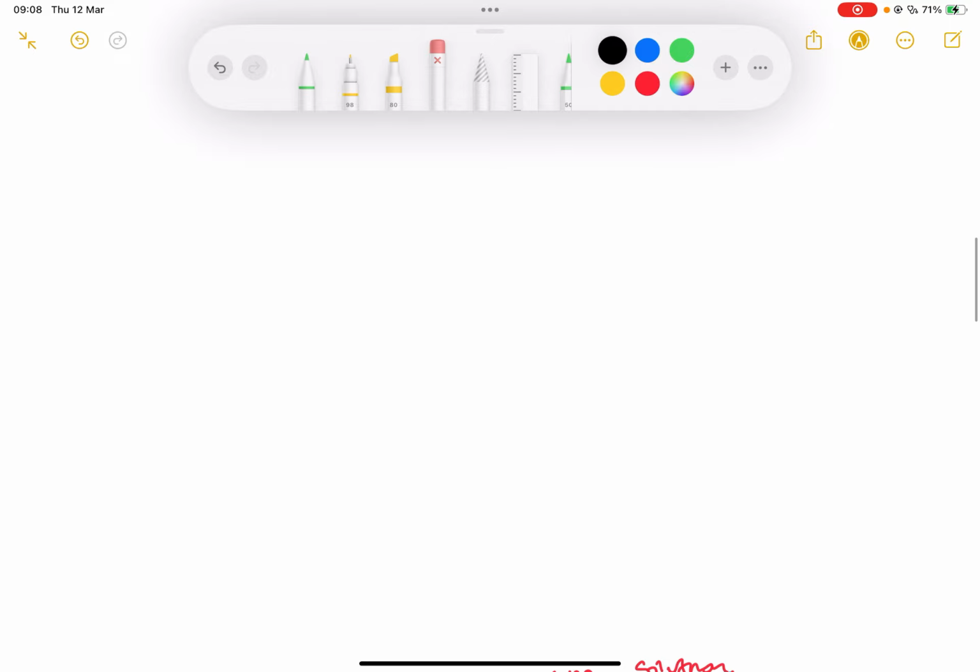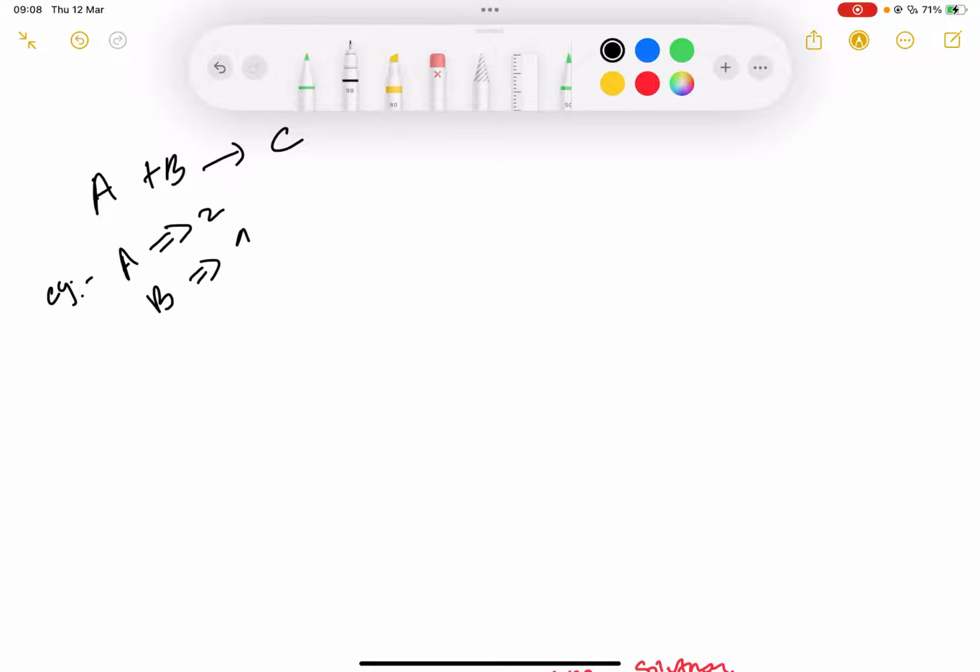Now let's just see an example of how to apply what we learned. Look at this. Let's say there's a reaction A plus B becoming C or something. In the example they have given that the order with respect to A is 2. Order with respect to B is 1. Initial rate.